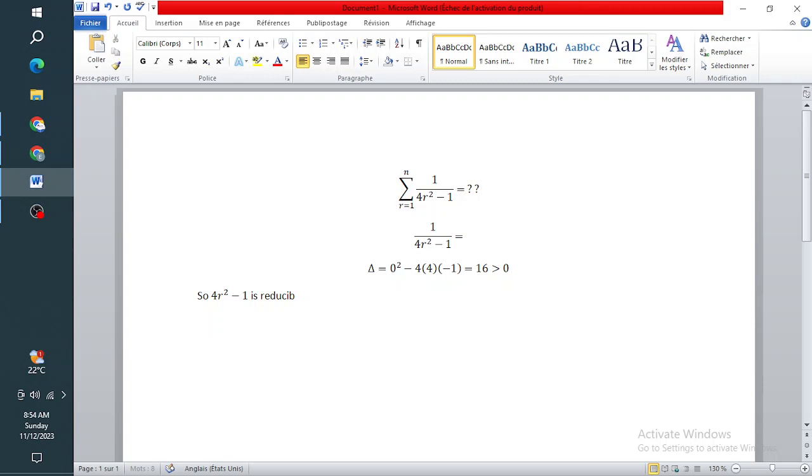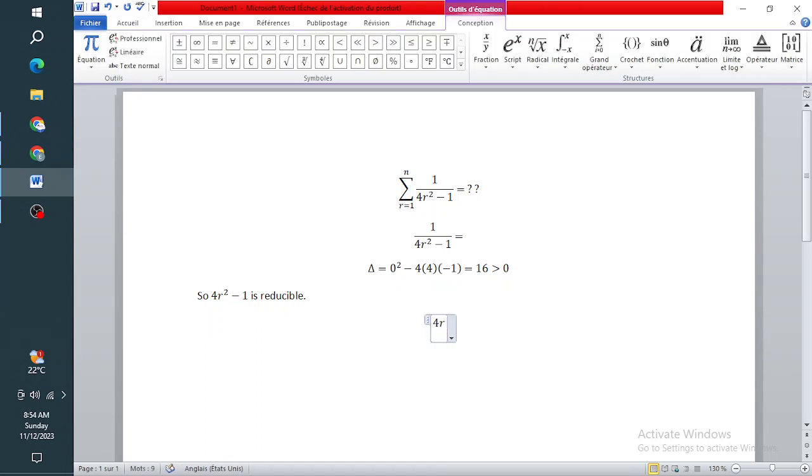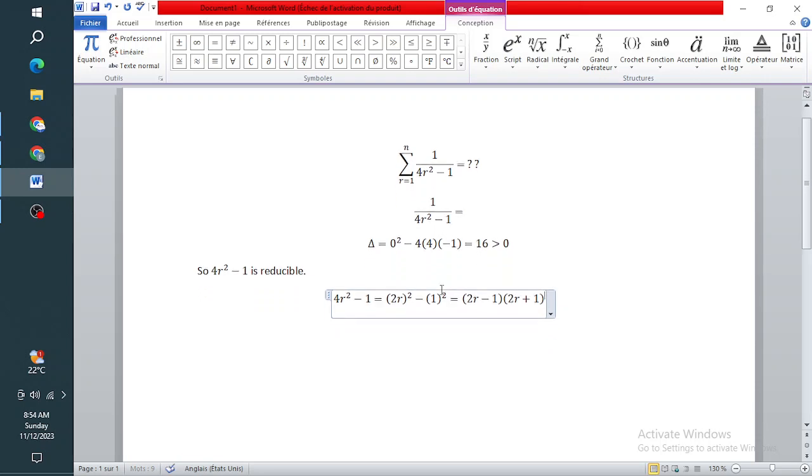is reducible. Now, how do we reduce this polynomial? There are many ways to reduce it, but it is clear from here that the quadratic 4r squared minus 1 can be written as (2r) squared minus 1 squared, and if we perform the difference of two squares, we have (2r minus 1) times (2r plus 1). So we have successfully factorized that quadratic.